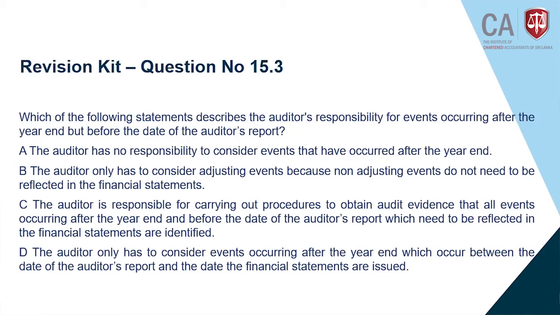Part C: the auditor is responsible for carrying out procedures to obtain evidence that all events occurring after the year end and before the date of the auditor's report which need to be reflected in the financial statements are identified. Of course, it seems to be a correct answer, but we'll read part D also. The auditor only has to consider events occurring after the year end which occur between the date of the audit report and the date the financial statements are issued. Of course, it is a wrong statement.